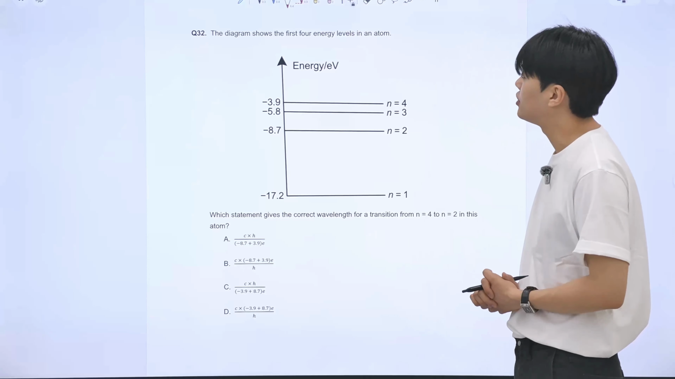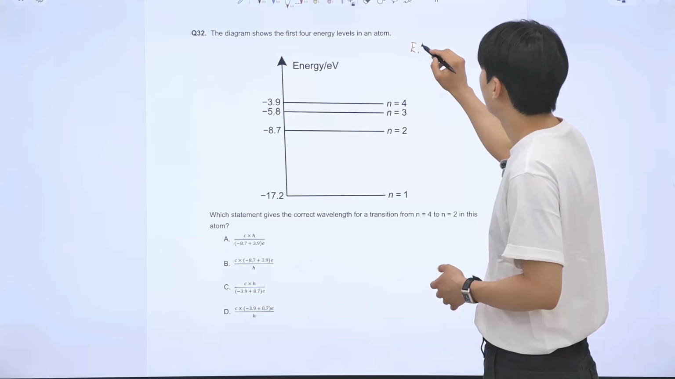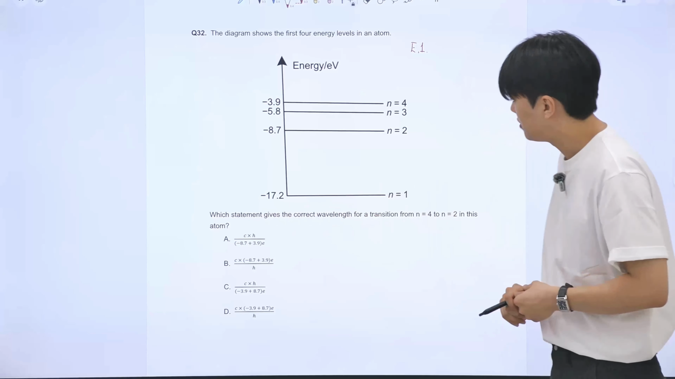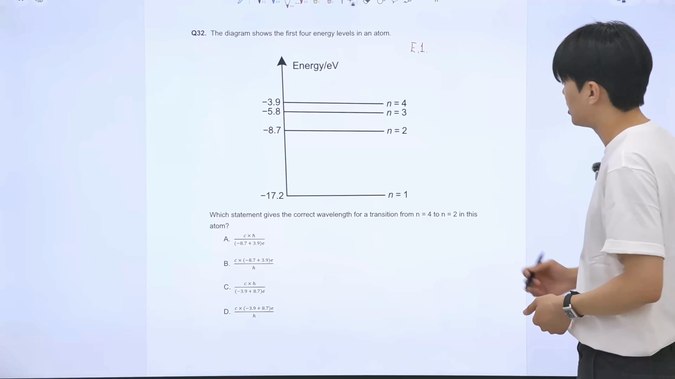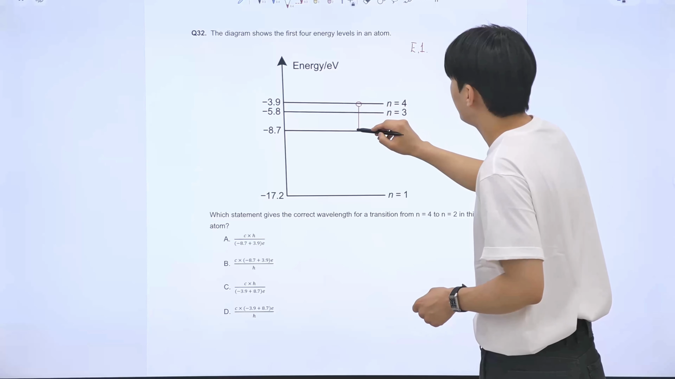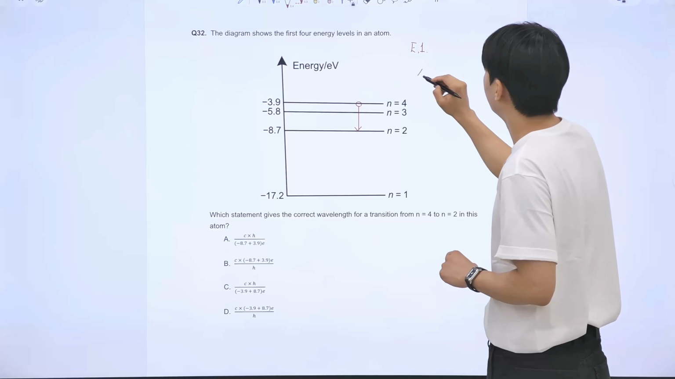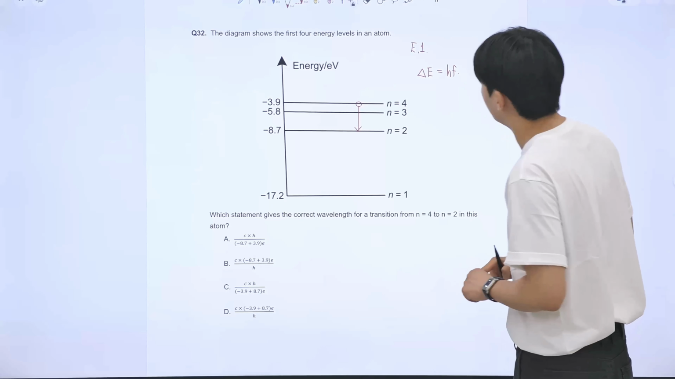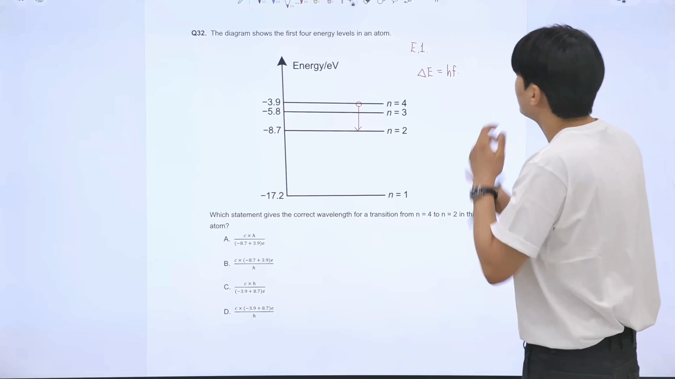It looks like the energy, which is 8.1, is the energy level part, right? So they said, which statement gives the correct wavelength for the transition from n equals 4 to n equals 2. So from here to here. If you think about it, obviously we're going to use delta E, change in energy level, equals h times f, the frequency. So what's the change in energy?